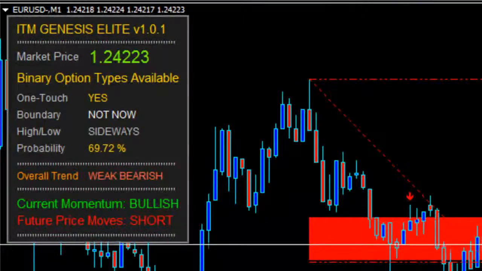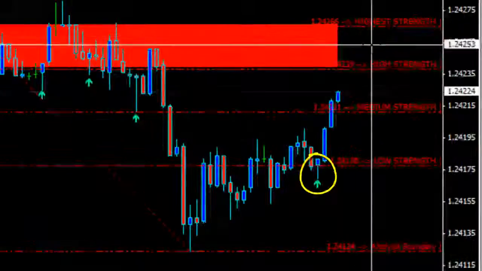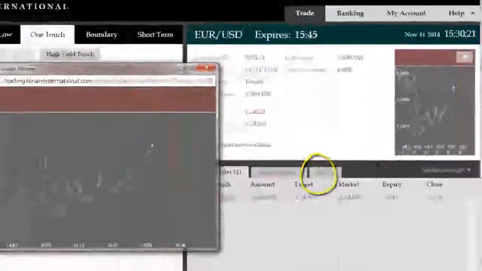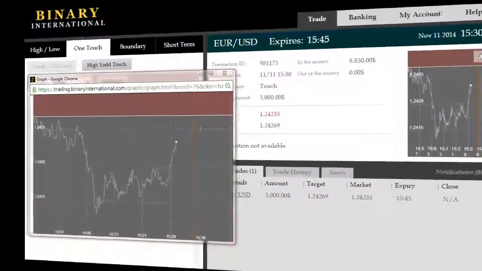has stated in no uncertain terms that we're looking at a continuation signal with that arrow pointing upwards on a bullish candle. We're also looking at the one-touch option on the left-hand side in the left panel, selected as saying, yes, we have a valid one-touch opportunity.